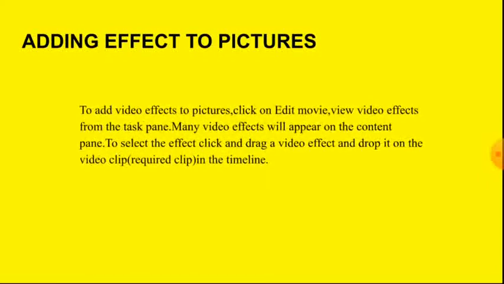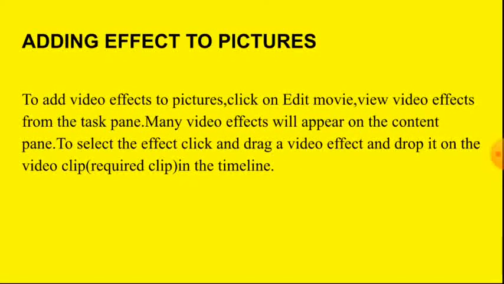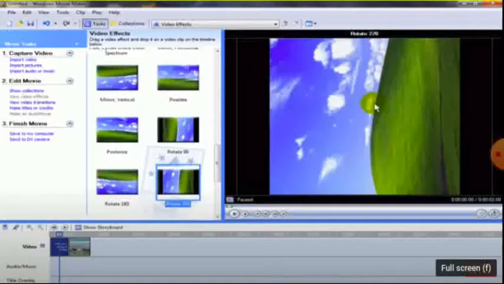Next is adding effects to pictures. To add an effect to pictures, click on Edit Movie, View Video Effects from the taskbar. Many video effects will appear in the content pane. To select the effect, click and drag a video effect and drop it on the video clip in the timeline. Can you see?